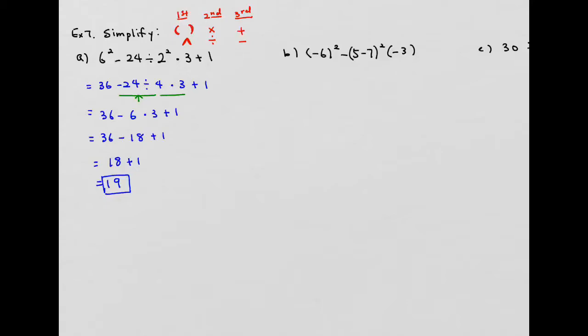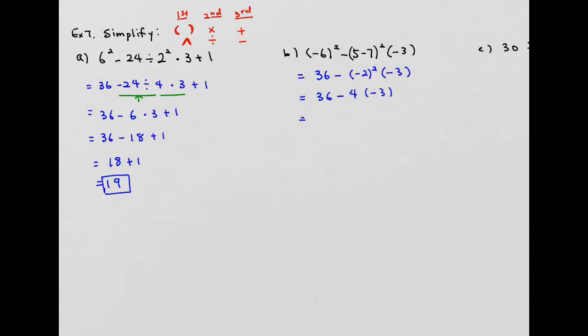Next problem, we have exponents and parentheses. Whichever is inside first. Looks like we have a parenthesis inside of a square, so we will do that one first. And maybe I can do the first exponent at the same time. So negative 6 squared is positive 36. 5 minus 7 is negative 2. And times negative 3. This gives you 36 minus negative 2 squared, which is going to be positive 4, times negative 3.